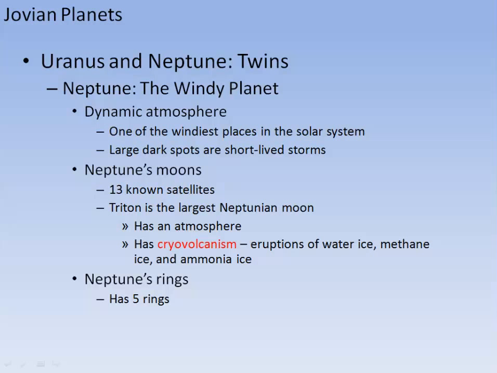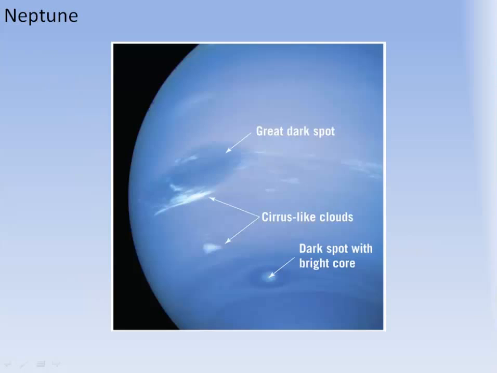Neptune, the windy planet, has a dynamic atmosphere, one of the windiest places in the solar system, with large dark spots of short-lived storms. Neptune has 13 moons. Triton is the largest Neptunian moon, has an atmosphere, and has cryovolcanism, eruptions of water ice, methane ice, ammonia ice. Neptune has 5 rings. Okay, here's a picture of Neptune.